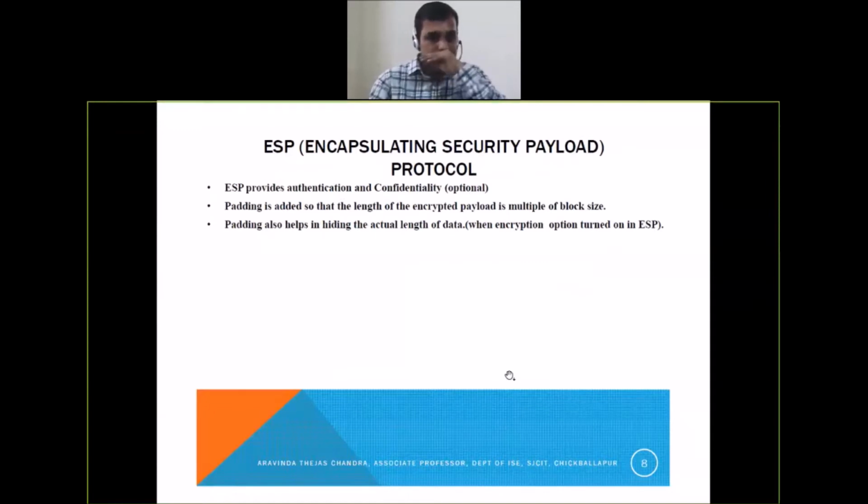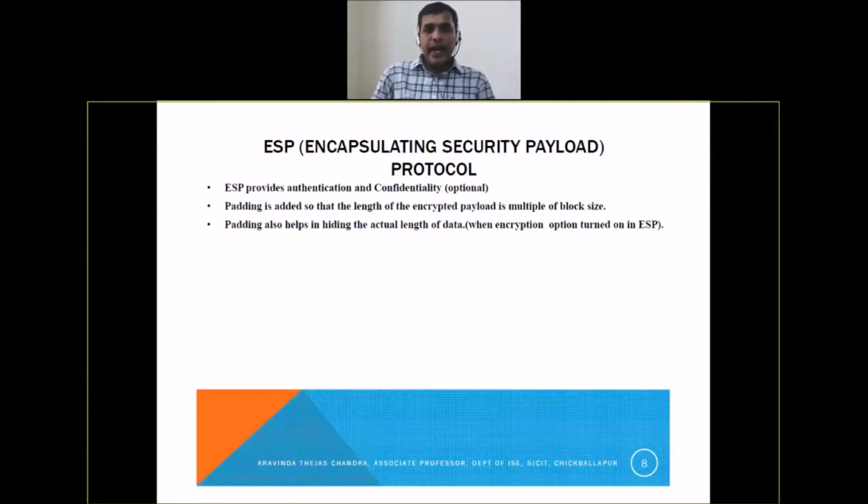Now let's see very briefly about the ESP protocol. The Encapsulating Security Payload, as I told you, provides both authentication and confidentiality. Authentication proves who the sender and receiver are, and confidentiality provides privacy, which means no one can read the payload data that is being transferred over the internet. That is done by using encryption. Okay.